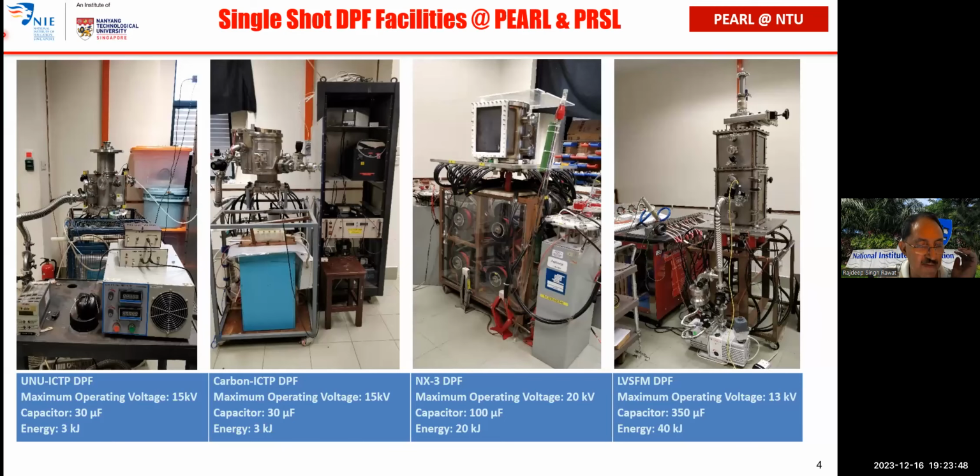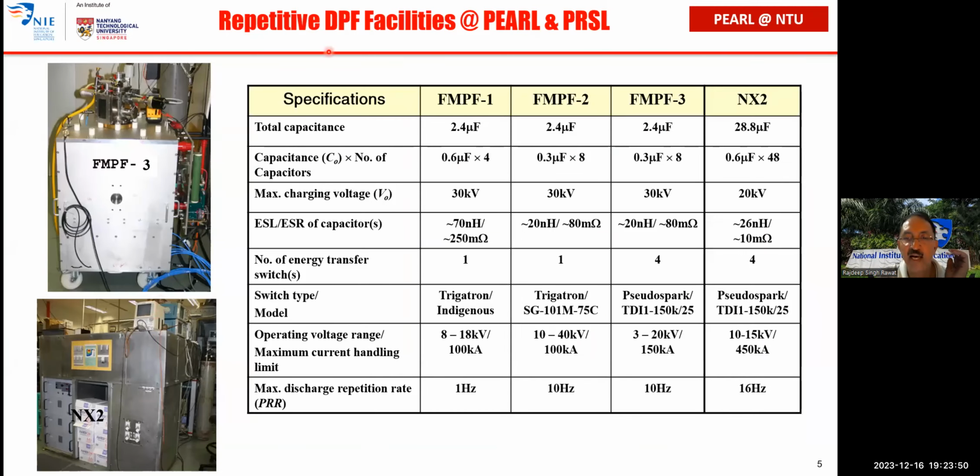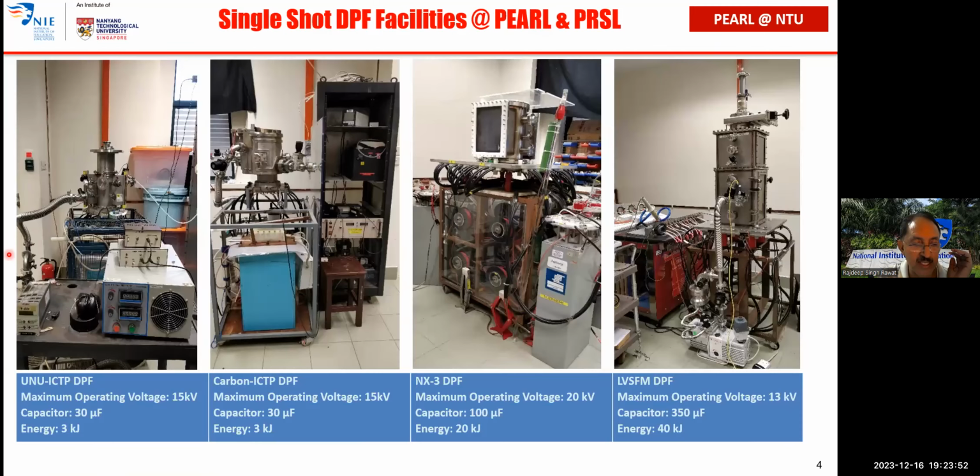The one on the left is the UNU ICTP device, the famous one developed by Prof. Lee. The second one is the same version of that, but dedicated particularly for carbon nanotube formation. It has inbuilt heaters in between, and a cooling which can be done on top of it. We dedicated it for the deposition of materials, particularly carbon nanotubes as well as graphenes and other carbon-based products.